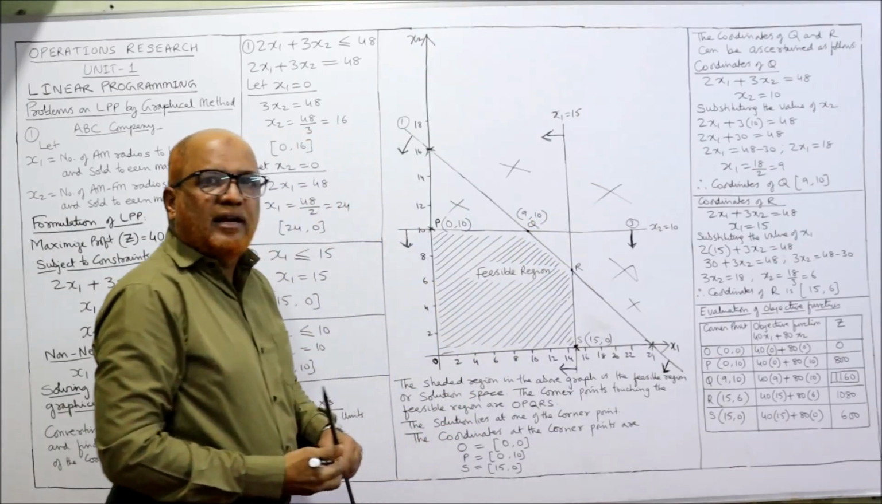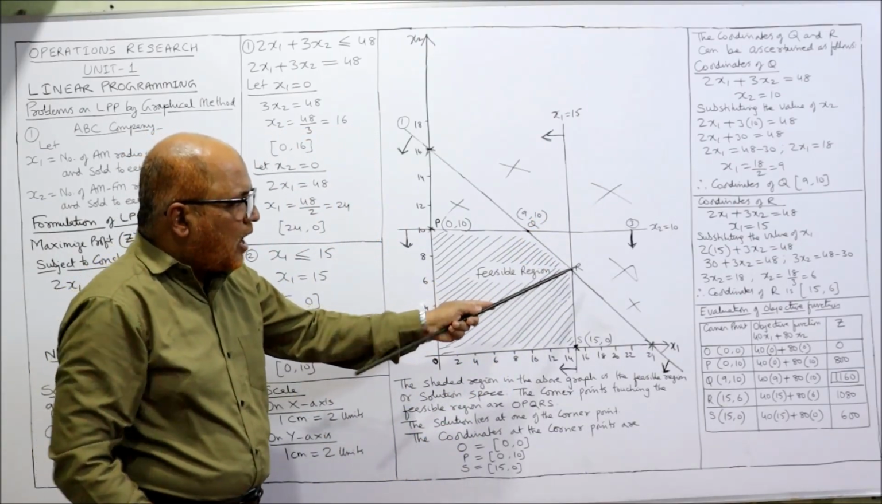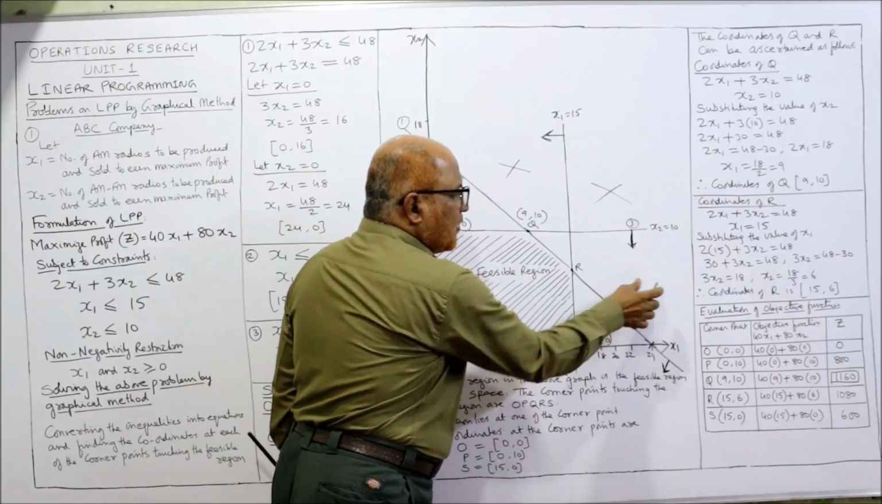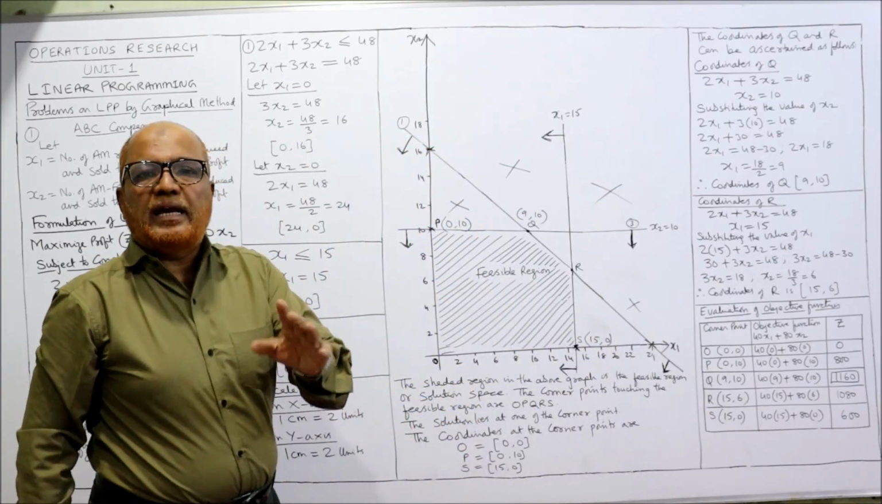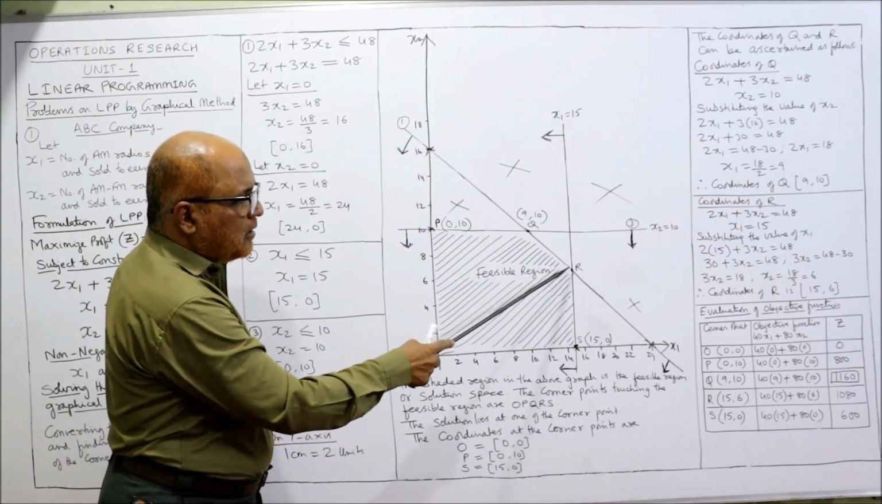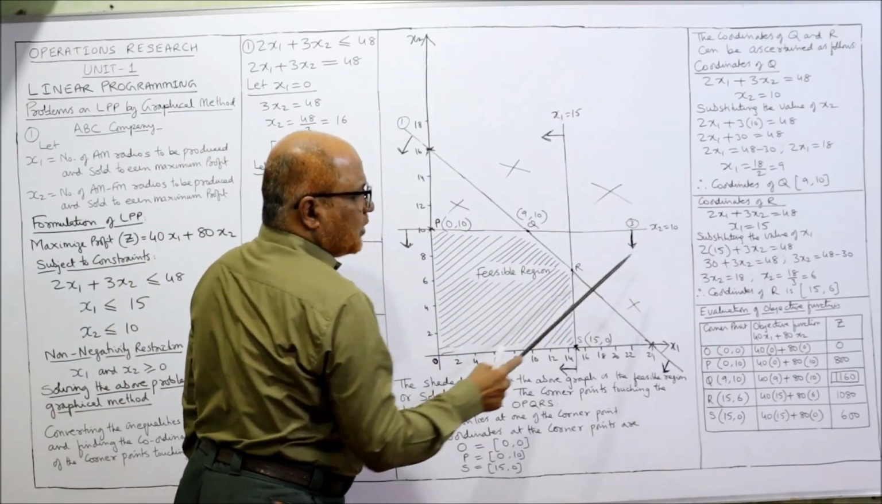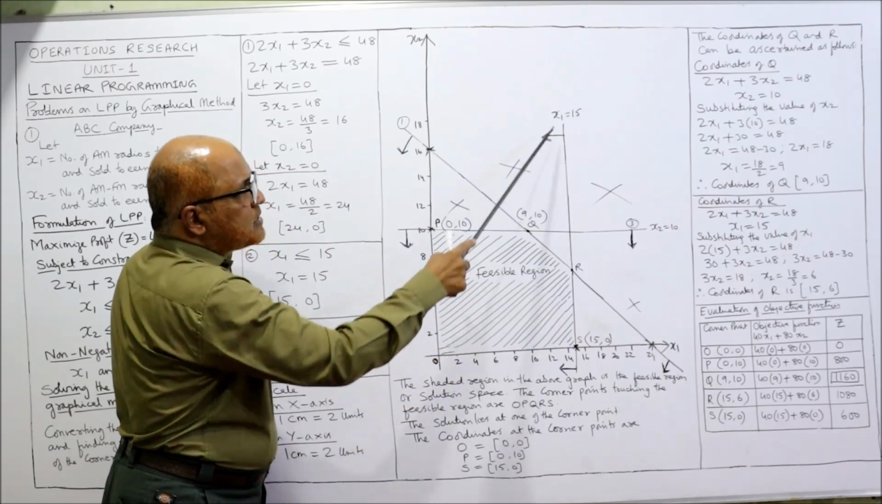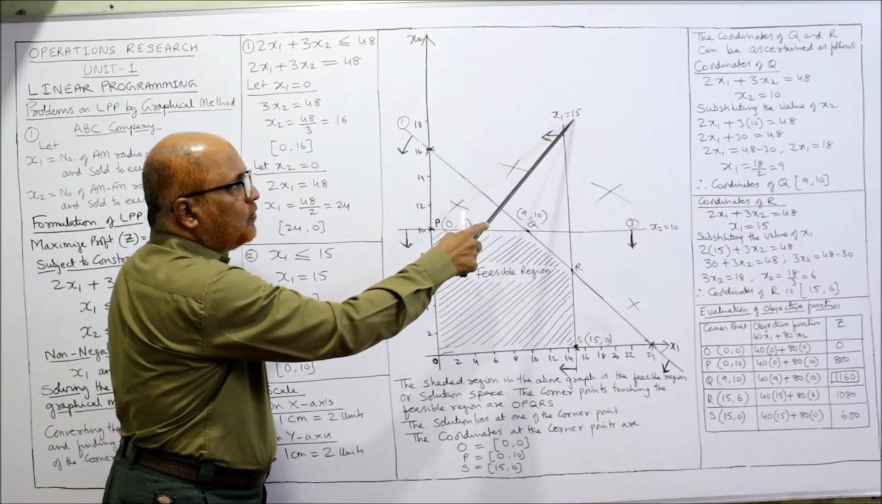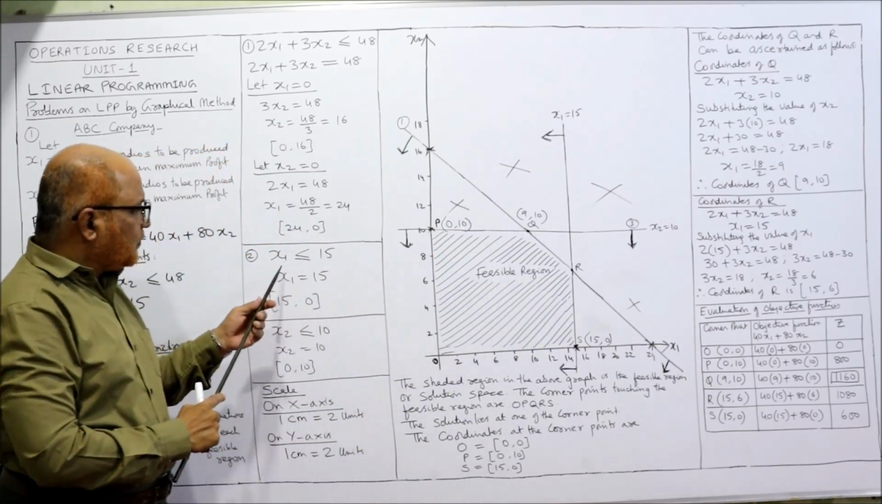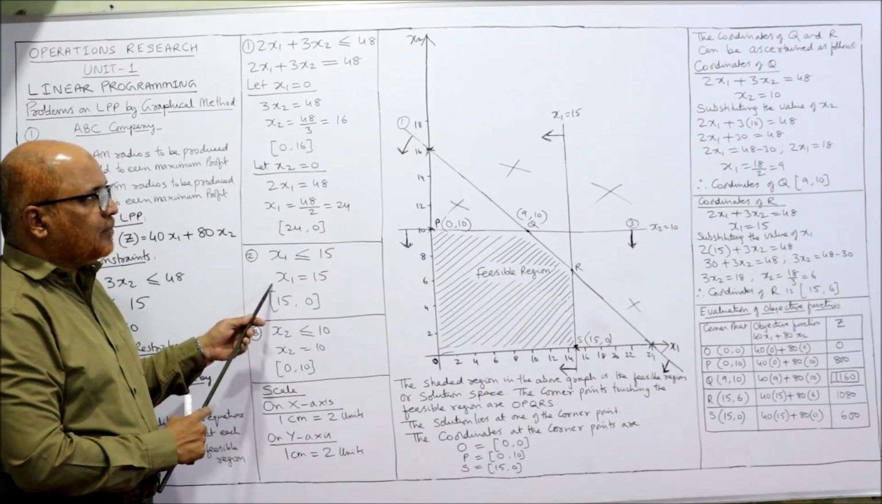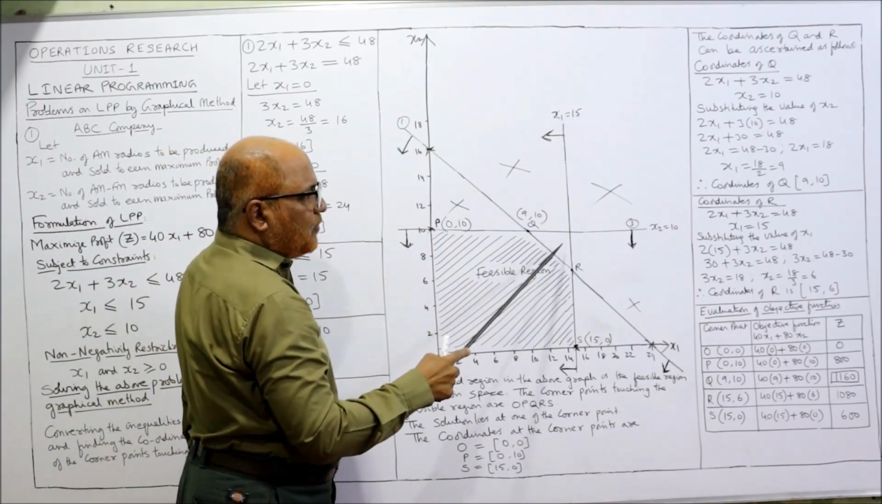Right? Similarly, lastly we need the coordinates of R. Which are the 2 lines intersecting at R? The first line is 2x1 plus 3x2 equals 48. The second line is x1 is equal to 15.